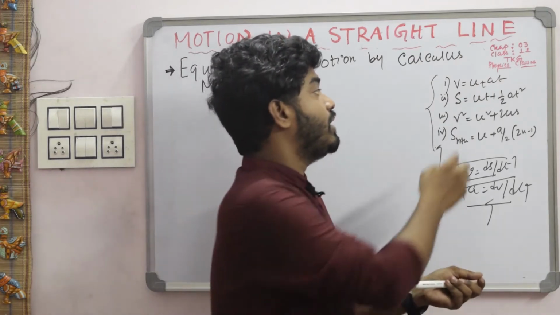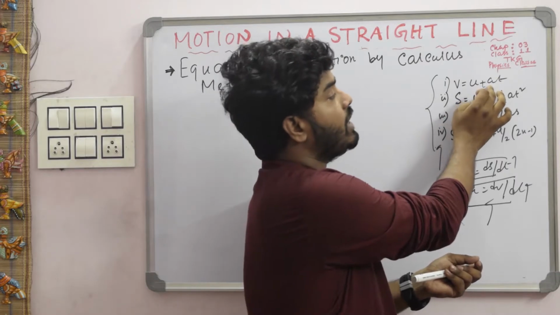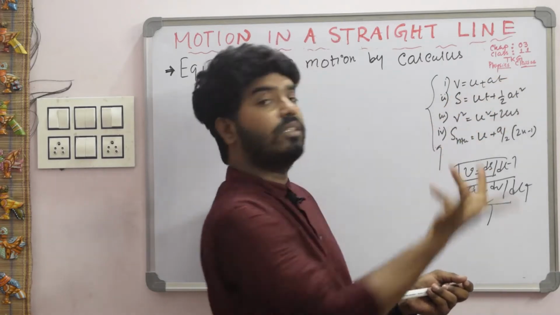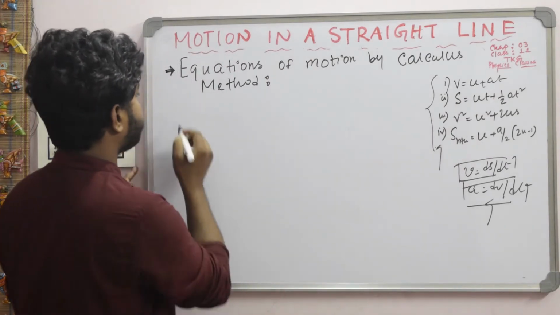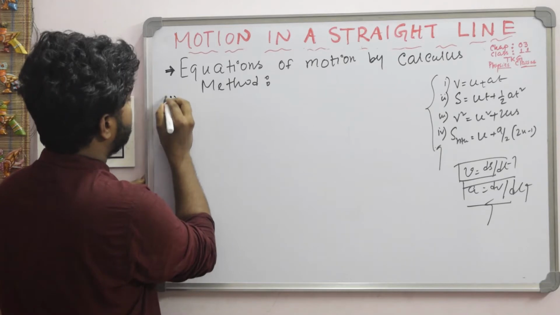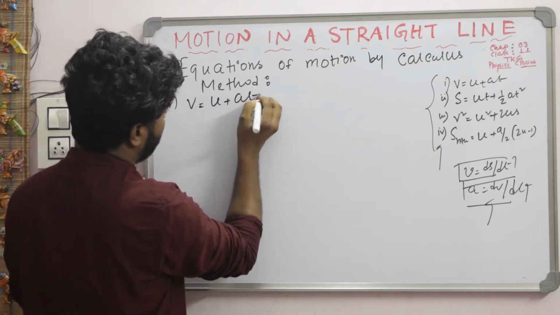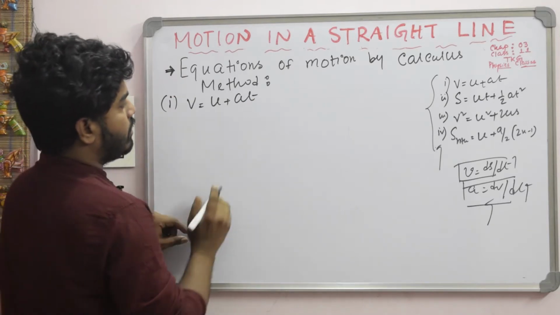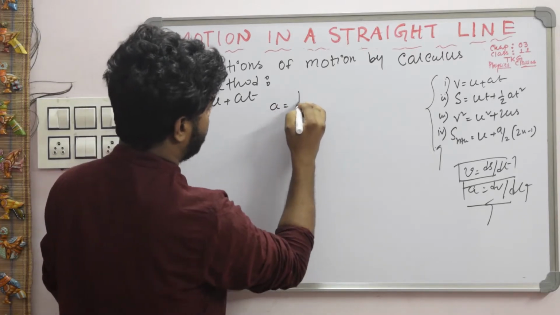What is v? v is the final velocity. What is u? u is the initial velocity. a is the acceleration, t is the time, and s represents distance. Okay, now let us solve the first equation, that is v is equal to u plus at, by the integration method. So first of all you have to write down an equation. Suppose here I write a is equal to dv by dt.